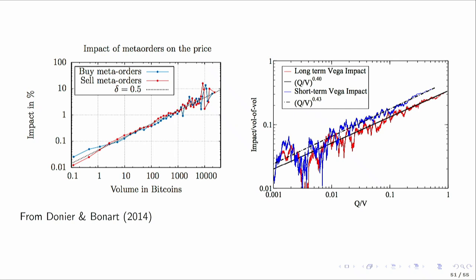So in practice, what does it mean? That you want to trade 1,000, and the first 500 will push the price much more than the second 500. This is what it means, that it's not linear, it's concave. So okay, obvious, concave.